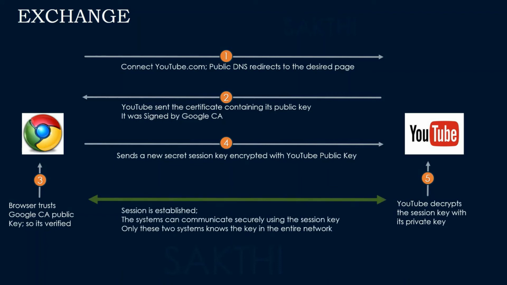In this case, a new session is established between my browser and youtube.com. The systems can communicate securely using the newly created session key. In the whole internet, only the two systems know the key which is newly created. So the session is secure now. Note that when the session is established, symmetric data exchange happens here.